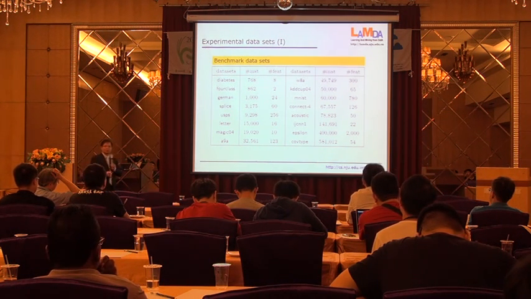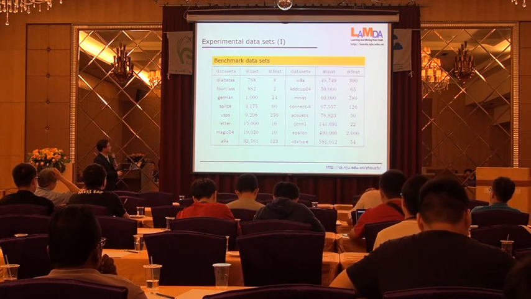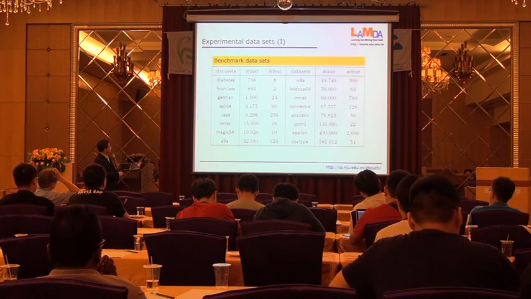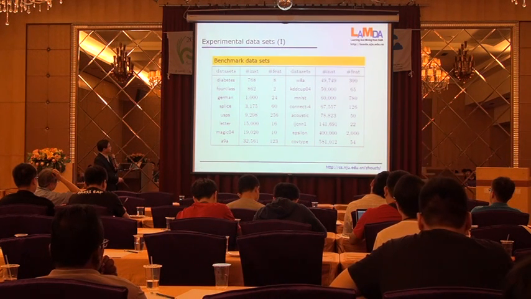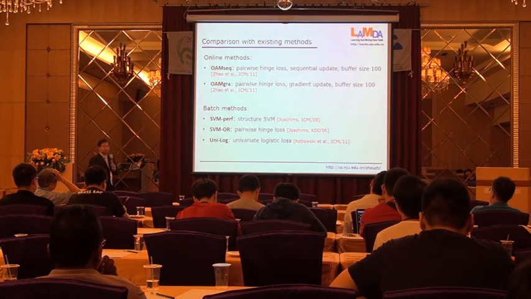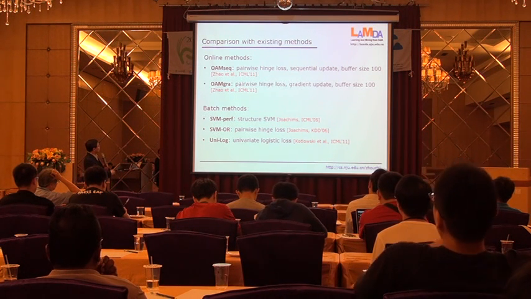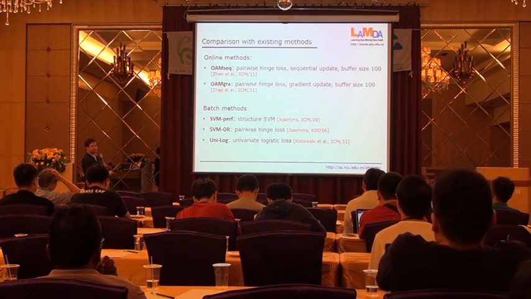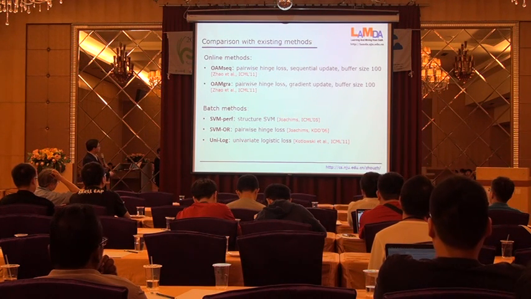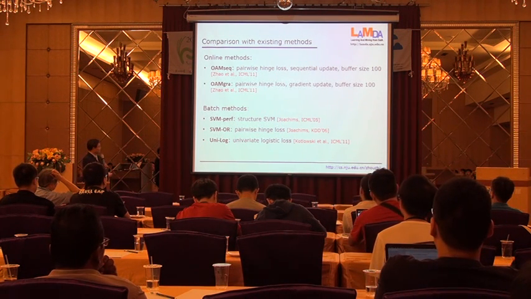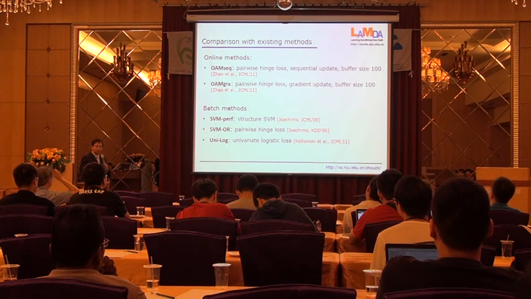First, we run some experiments on some benchmark data. These datasets range from several hundred examples to 500,000 examples, with features from 2 to 2,000. We compare with a lot of algorithms. These are two incremental, but buffer-based methods. These are three batch mode methods. For these methods, you collect all the data and then do the optimization.